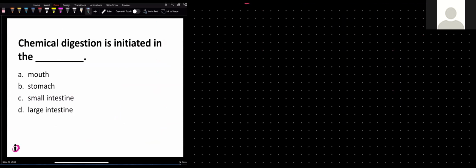All right, so if you remember, chemical digestion is initiated in which part of the gastrointestinal tract? Where do you first start the chemical digestion? This is something that we discussed in our last meeting: in the oral cavity, in the mouth, exactly, in the mouth.